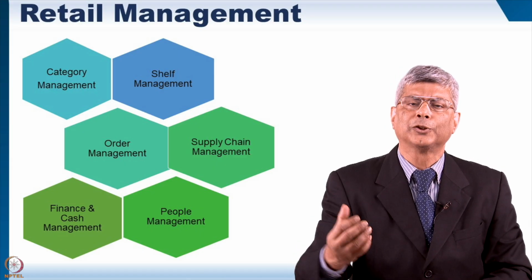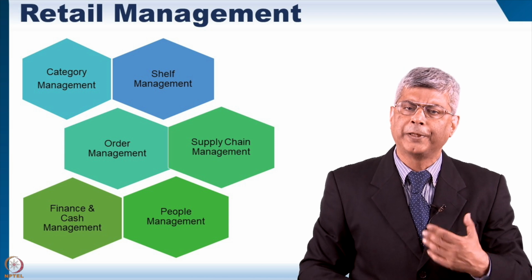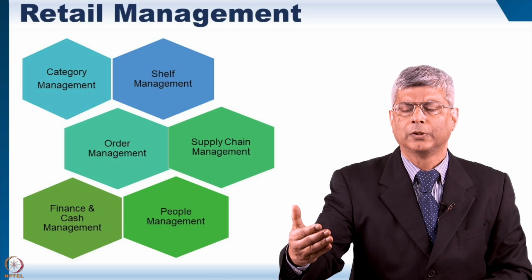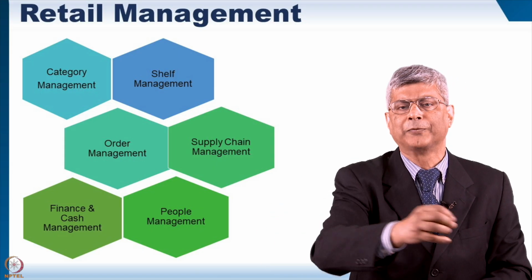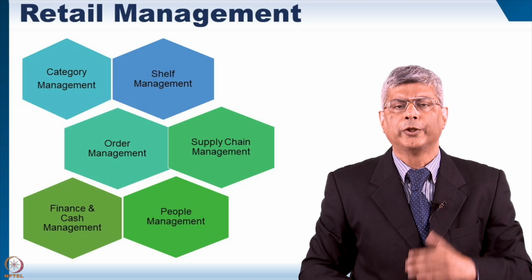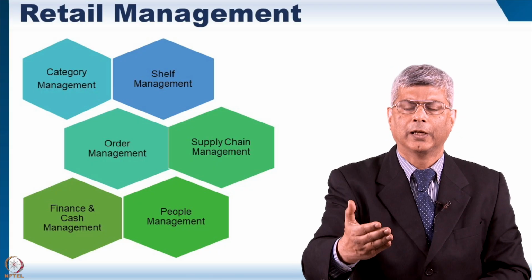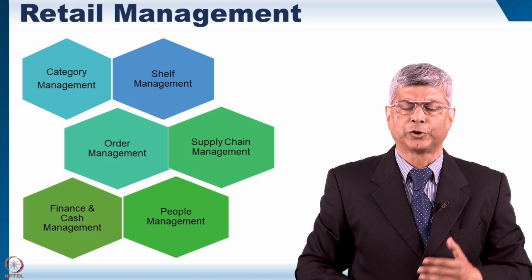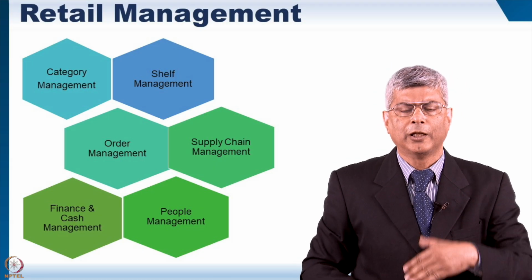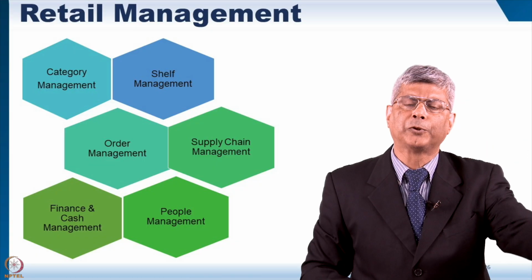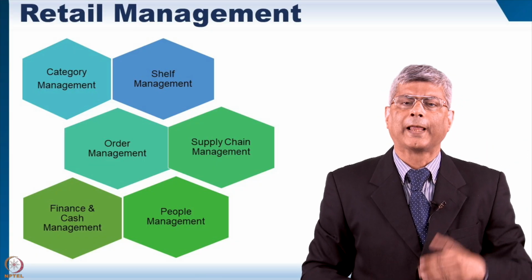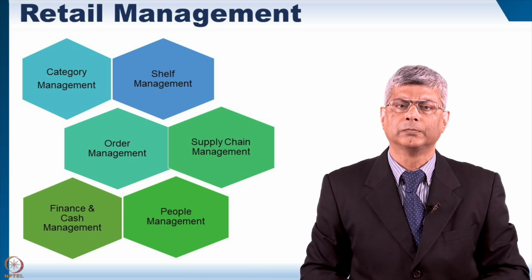But retailing is also about cash and people. Because if you walk into a store, if it's a small store, you'll find the owner plus 5 or 6 people or 2 or 3 people or maybe one other person who is servicing you when you walk into the store. If it's a mall or a supermarket, you go to a Star Bazaar or D-Mart, there will be maybe 20 people, 30 people, 100 people, 200 people. Those people have to be managed. And then, of course, continuous flow of cash.